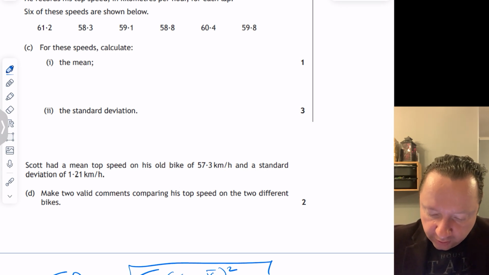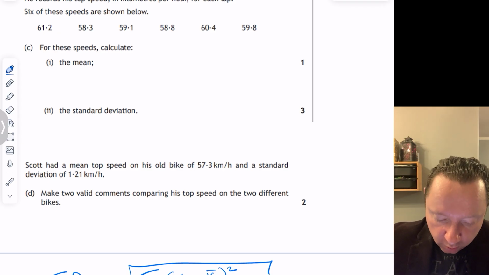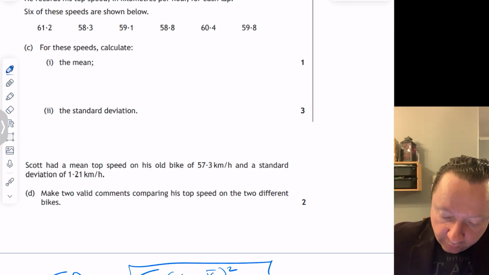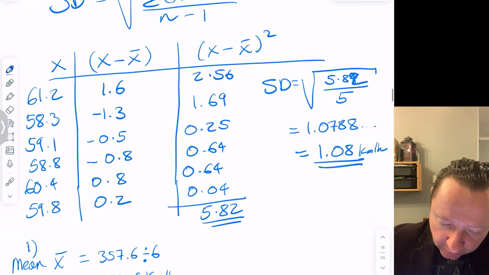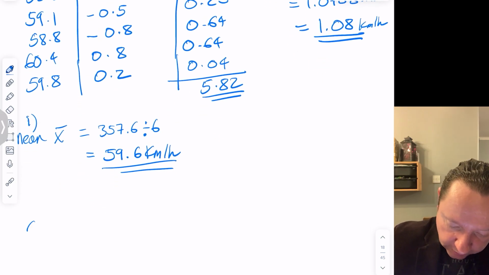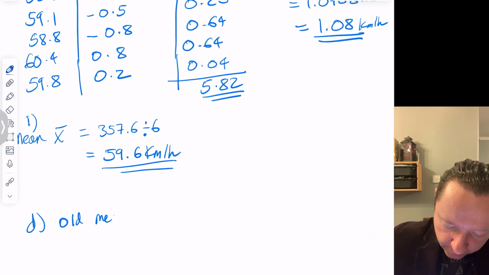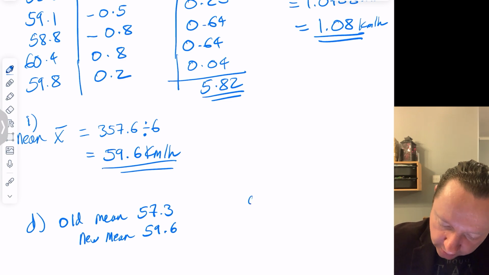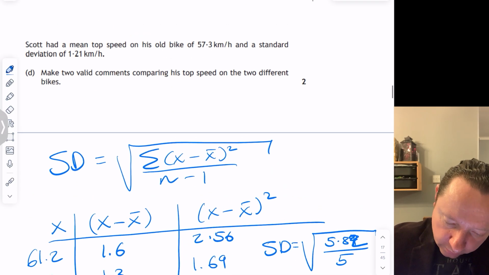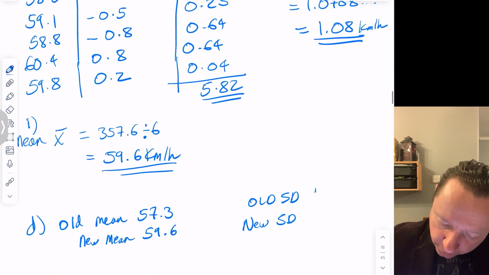Part D says, Scott had a mean top speed on his old bike of 57.3 kilometers an hour and a standard deviation of 1.21 kilometers per hour. Make two valid comments comparing the top speed on the two different bikes. So this is his old bike, 57. Let's look at the mean first. We've got 57.3 and our new mean was 59.6. So if I put old mean, 57.3, new mean, just so I can compare them next to each other, 59.6. And then old standard deviation against new standard deviation. The old one was 1.21 and the new one is 1.08.